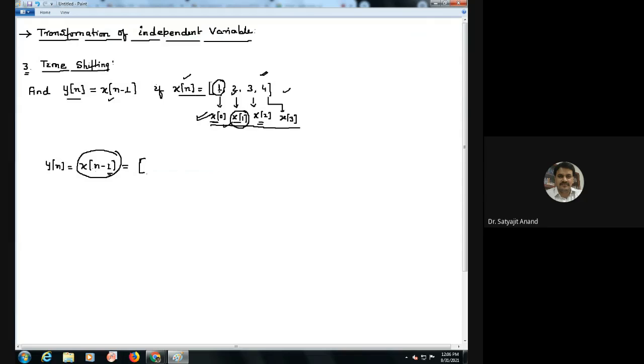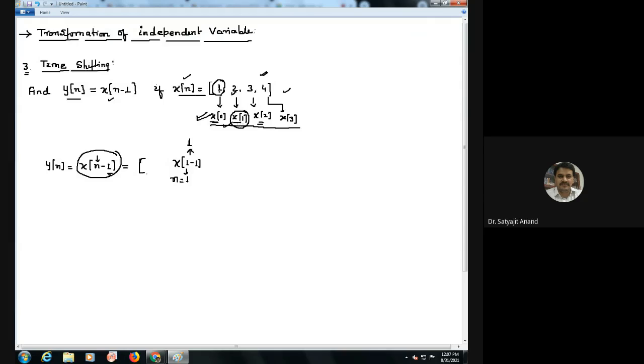If you put n equal to 1 here, 1 minus 1 gives you x[0], and x[0] is what? 1. So I simply write n equal to 1. At n equal to 1, this x[n-1] gives me x[1-1], this is x[0], and x[0] is 1. Okay.